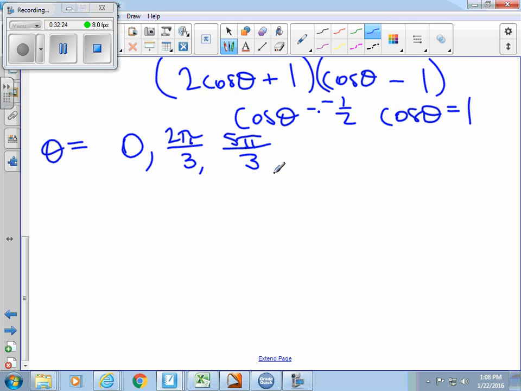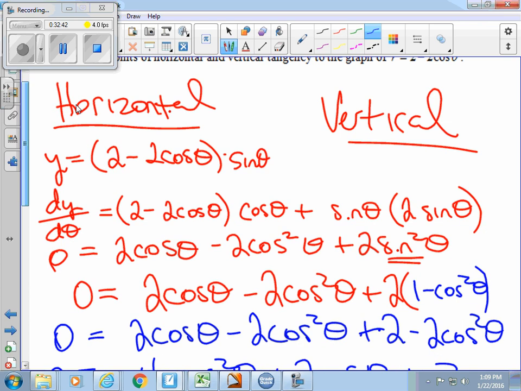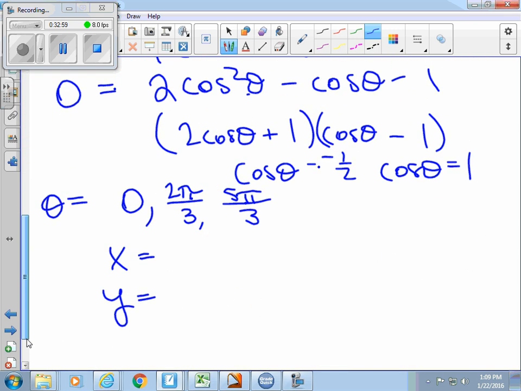You can, but sine and cosine are both going to be the same. The y value and the x value are going to be the same at 2 pi as they were at 0. Would you agree with that, Joseph? Find the x value by plugging in those points into the x, which I haven't even written down yet. By the way, x is 2 minus 2 cosine theta. Cosine theta. So plug all of those into x and y. Those are your points. We will finish that tomorrow.